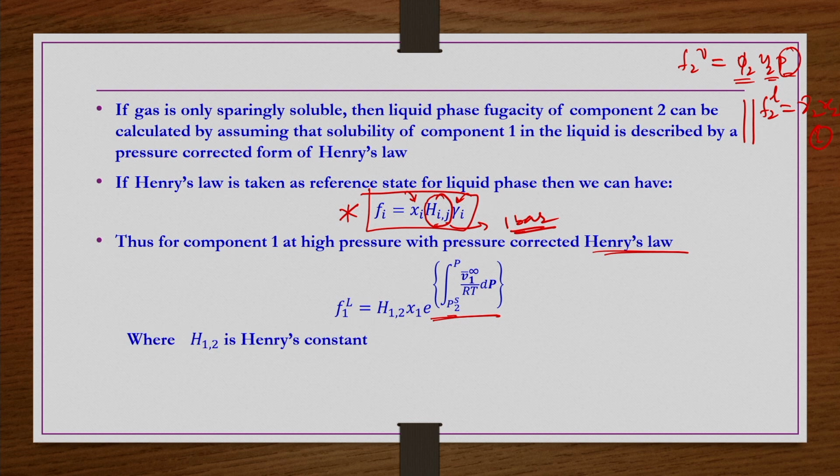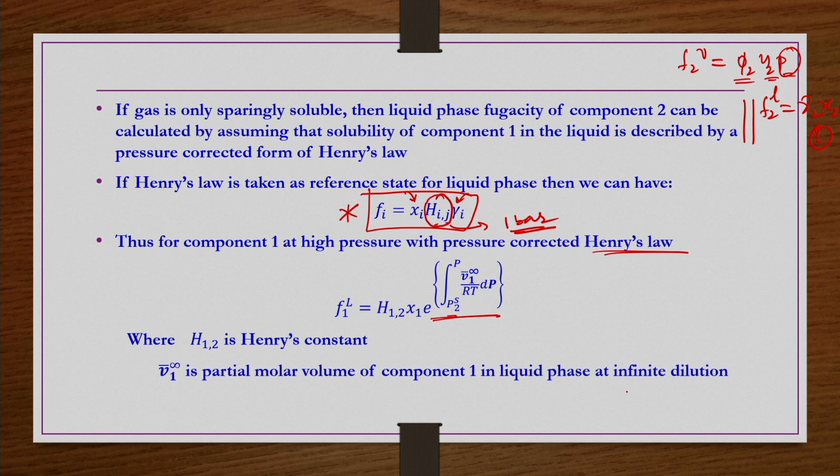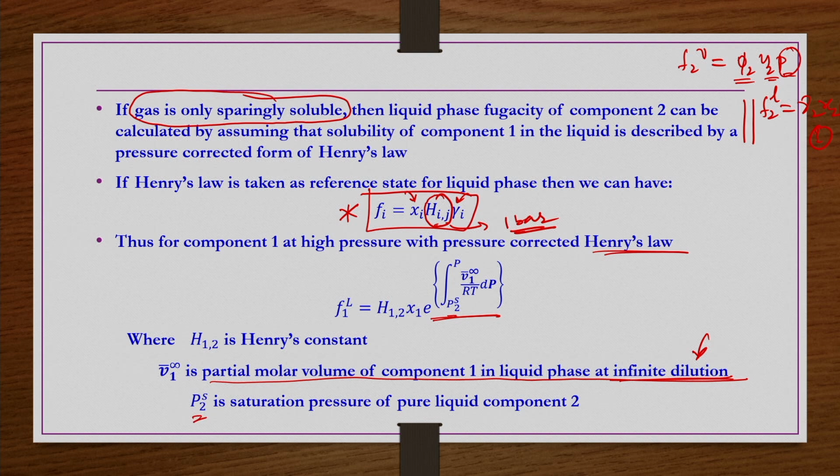Now H12 is nothing but the Henry's law constant, V1 bar infinity is the partial molar volume of component 1 in the liquid phase at infinite dilution. We started with the case where the gas is only sparingly soluble, so the infinite dilution condition is valid. Rather than writing V1 bar, we can write V1 bar infinity. And P2S is the saturation pressure of pure liquid component 2, right.